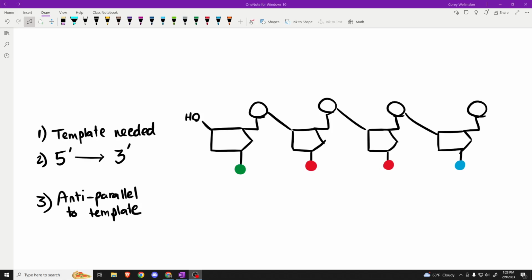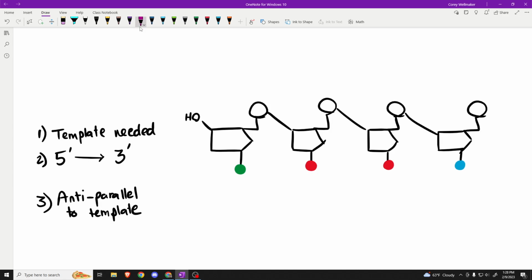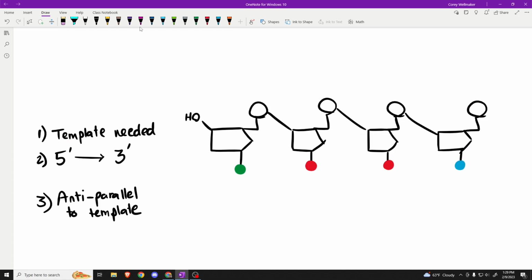Here I've got a nucleic acid strand, and let's say I want to synthesize another nucleic acid strand. There's three rules that you need to keep in mind when thinking about synthesizing another strand and creating a nucleic acid. Rule number one is you need a template strand. So this strand right here is going to be our template.